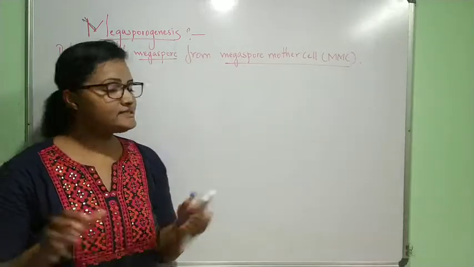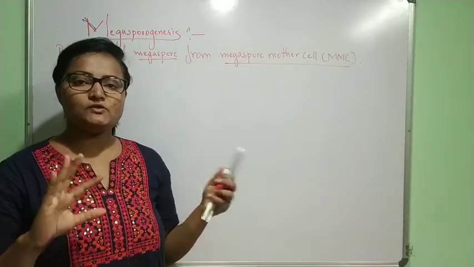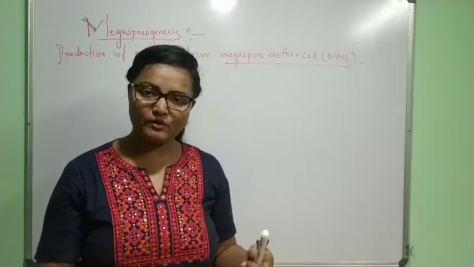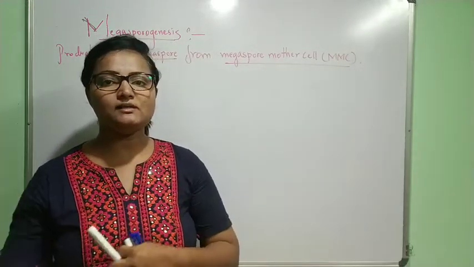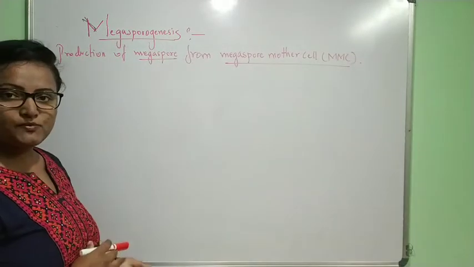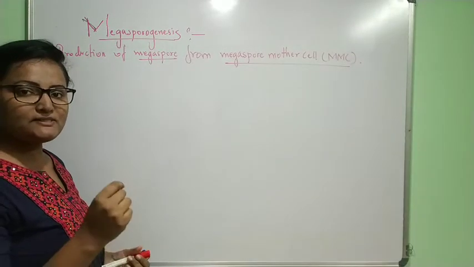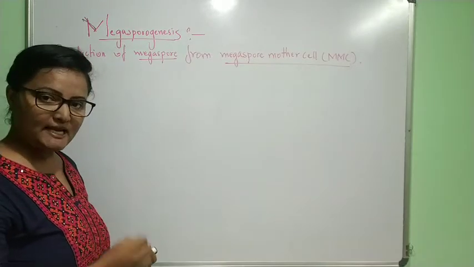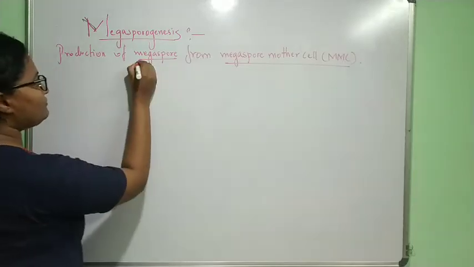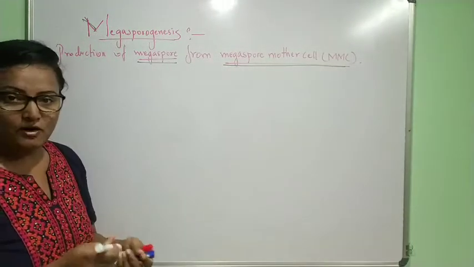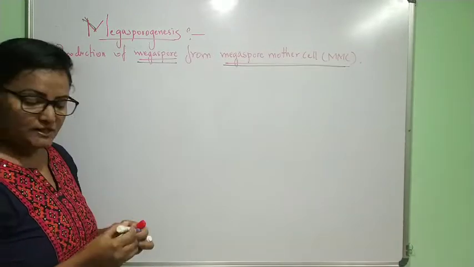Okay, so we'll start with the megasporogenesis. So what is megasporogenesis? That is the production of megaspore from megaspore mother cell. As we studied microsporogenesis, micro always represents the male gametes, and mega represents the female gametes. So the production of a megaspore from megaspore mother cell, we call it megasporogenesis.